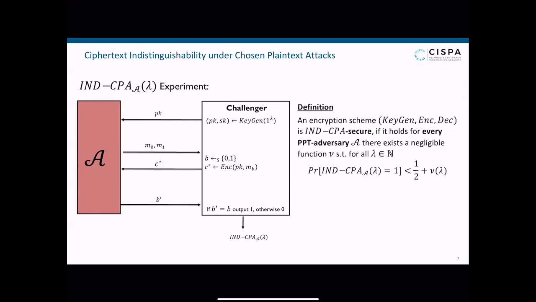Of course, the formal definition says an encryption scheme, KeyGen, Enc, Dec, is INDCPA secure if it holds for every PPT adversary A that there is a negligible function nu, such that for all security parameters in N, the probability that A wins this experiment is 1/2 plus nu of the security parameter. Really the analogous definition to the private key setting.